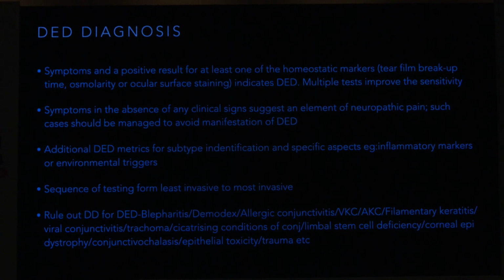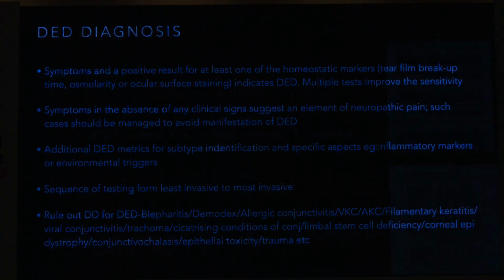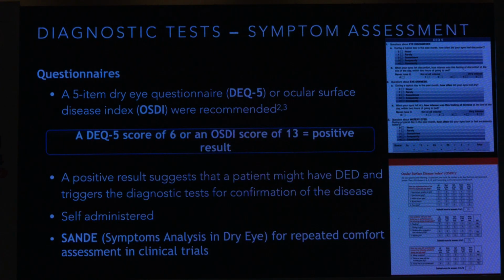Sometimes it may also be a good idea to look for some psychopathic or any other pathology which may give those symptoms without signs. The sequence of testing should be from least invasive to most invasive, and rule out the other differential diagnoses like we mentioned in the initial few slides. So for questionnaires, we have these two which are popularly used, the DEQ-5 and OSDI. A DEQ-5 score of 6 or an OSDI score of 13 indicates a positive result.